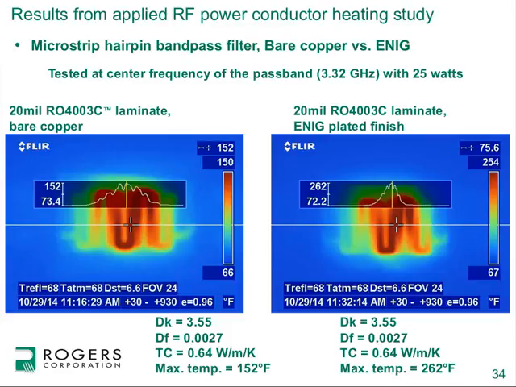And this is now the exact same materials with the exact same design, the only difference being the circuit on the left thermal picture is using bare copper, the circuit on the right is using ENIG plating, and you can see a remarkable difference in the maximum temperature of 152F with bare copper and 262F with the ENIG plating.